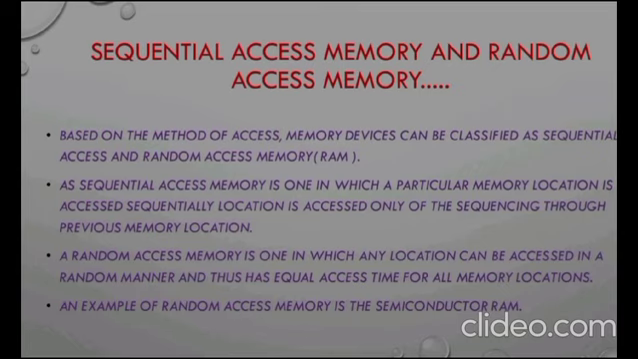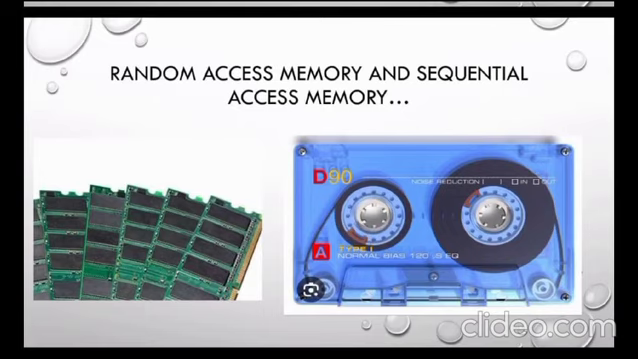Sequential access memory and random access memory. Sequential access memory is one in which a particular memory location is accessed sequentially. Random access memory, RAM, is one in which any location can be accessed in a random manner. Examples for RAM: semiconductor RAM. The example of sequential access memory is video cassette. The examples of RAM are computer, DVD, etc.